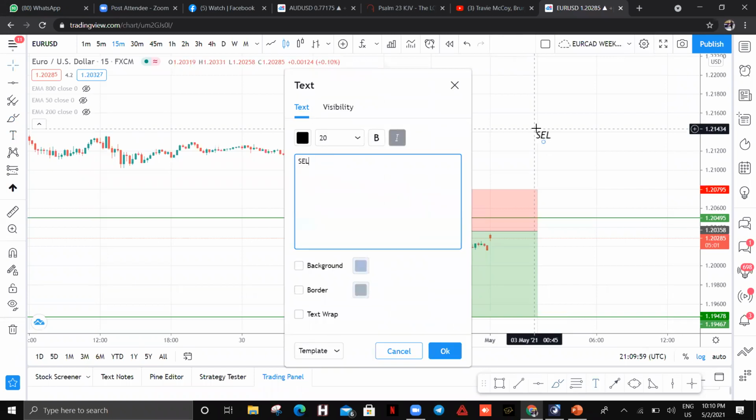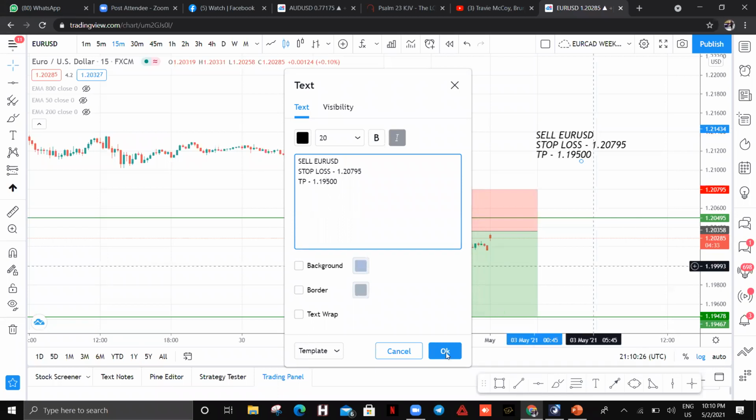Sell Euro USD. Stop loss 1.20795. TP 1.19. You can do 500, a random number.